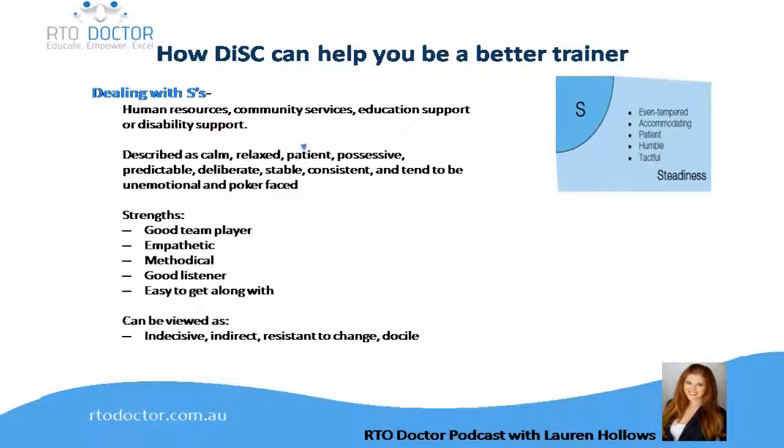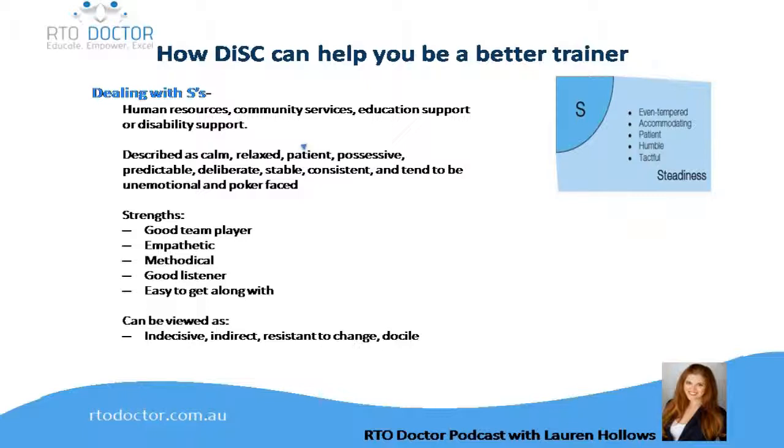So your S's. S's are still going to be people oriented, but they're also going to be much more reserved. So when you're dealing with S's, you're going to be more likely to find them in places like human resources, community services, education support, disability support, counselors, that sort of thing. They are generally described as calm, relaxed, patient, possessive, predictable, deliberate, stable, consistent, can tend to be unemotional, and poker-faced. The strengths of the S's are that they are good team players, they are empathetic, they're methodical, good listeners, and easy to get along with.